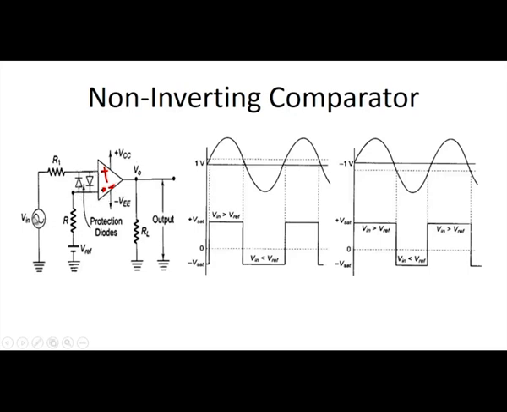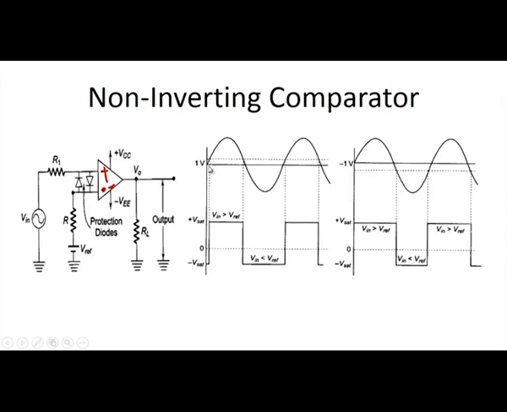So, here the input voltage is given to the positive terminal and positive reference is given to the negative terminal. Here the reference voltage is taken as 1 volt, and the waveforms show how the comparator works under the open loop configuration. The input signal, which is an alternating signal, crosses the reference voltage, which is a DC voltage at 1 volt.